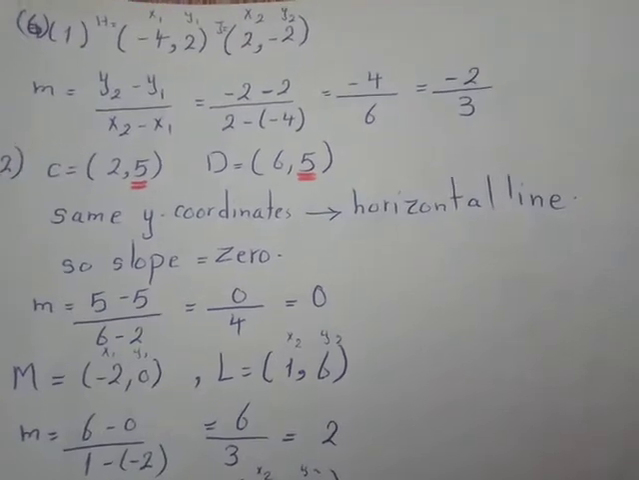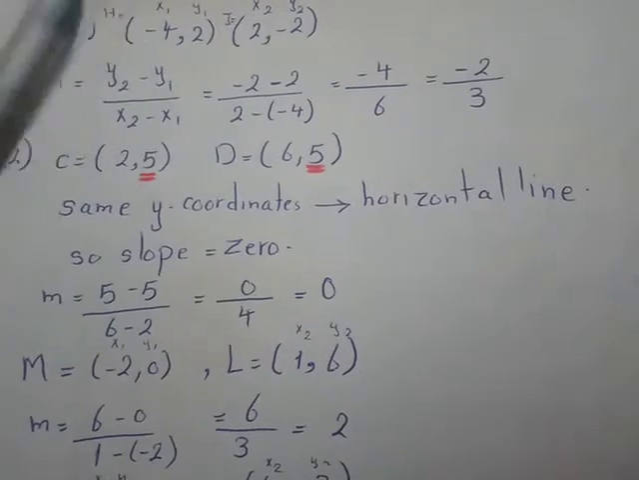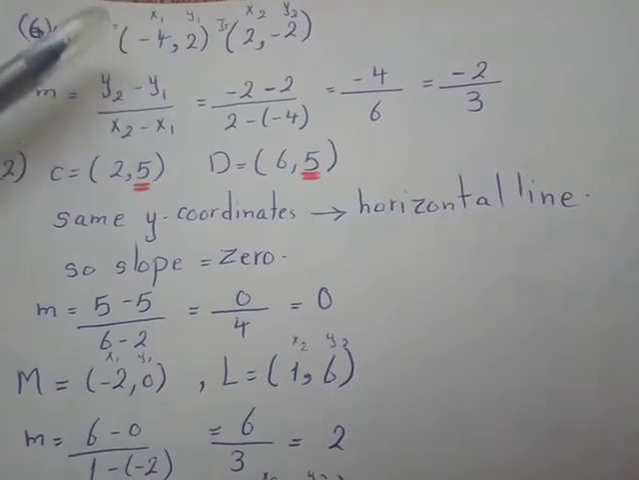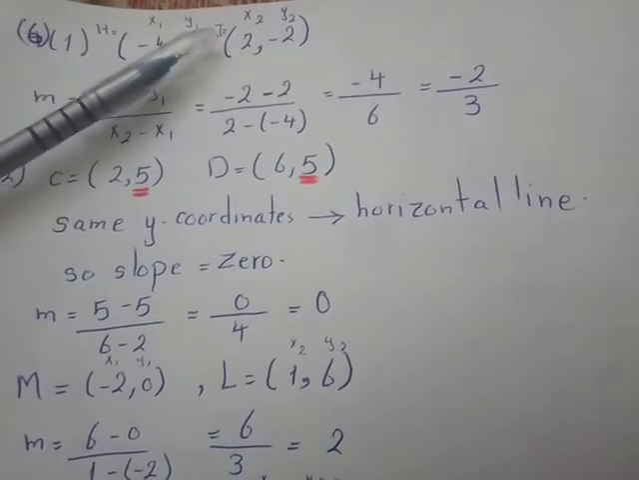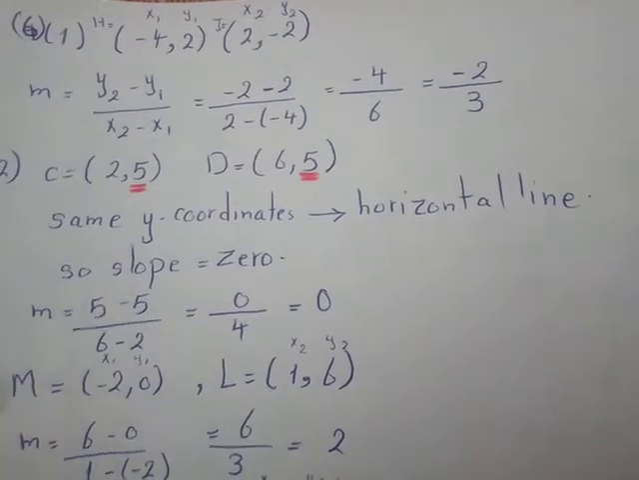Second part of the fourth worksheet. He gave you 2 points and he asked about the slope. If the point H equals (-4, 2), and the point J equals (2, -2), how can we get the slope?